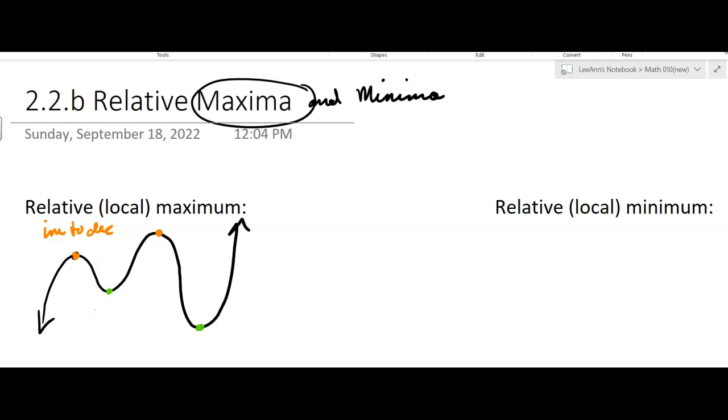It's where you're changing from decreasing to increasing. So it's kind of like the valley, you know, the bottom of the valley there. You're switching from decreasing to increasing. And those would be called relative minimum. So you can see I have two relative maxima and two relative minima in this example. Sometimes you only have one. Sometimes you might not have any. Okay.